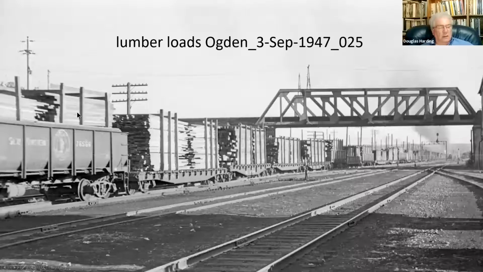So here's a string of lumber probably coming out of Northern California, Oregon, and Southern Pacific cars, or Sacramento Northern cars. We got gons and flat cars, and it's just all stacked up and tied down. This is in Ogden, Utah in 1947. A whole train load headed east.